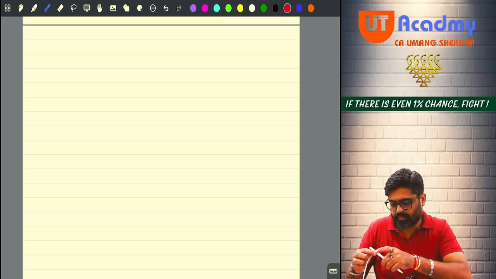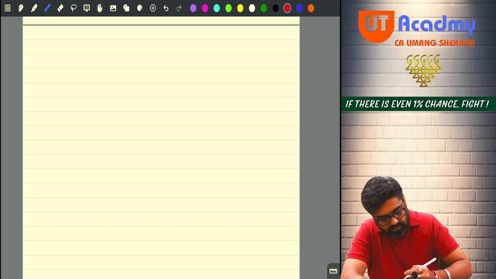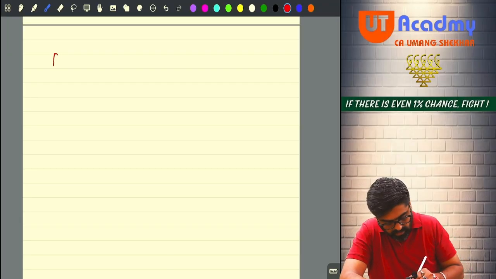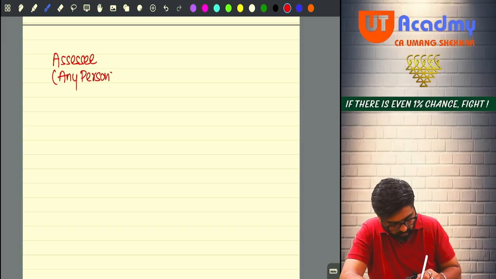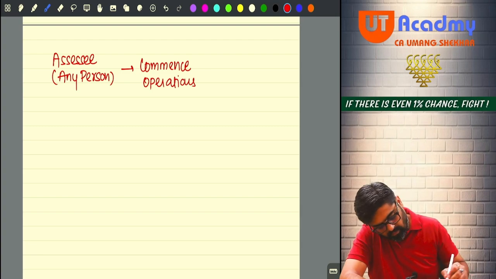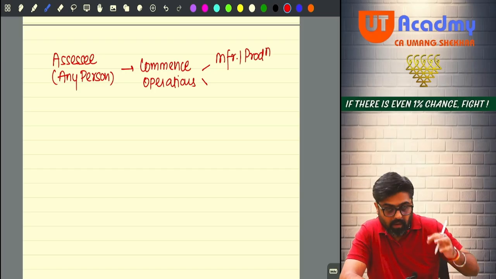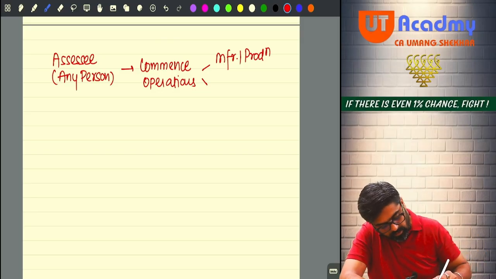See. If the assessee is any person, he has to commence operations of manufacturing or producing, manufacture or production of any article or thing, yes or no? Or he has to commence operations of providing services.